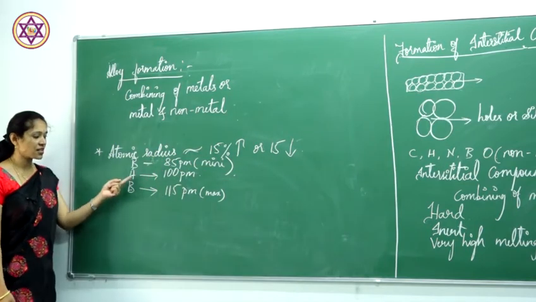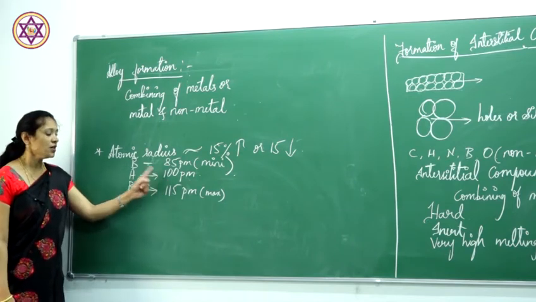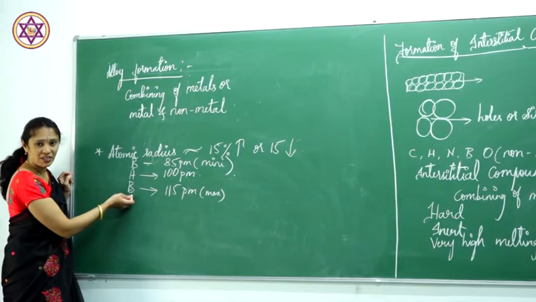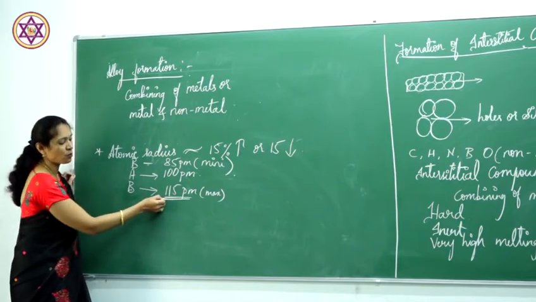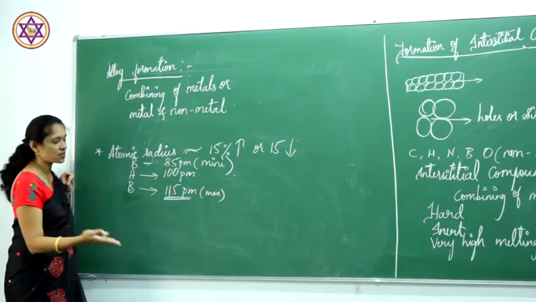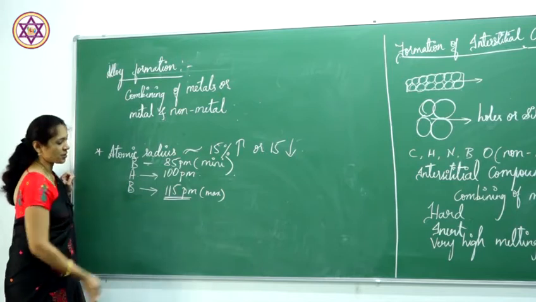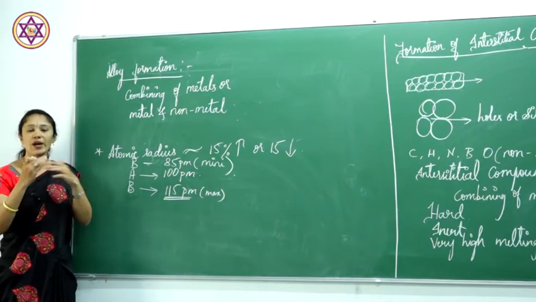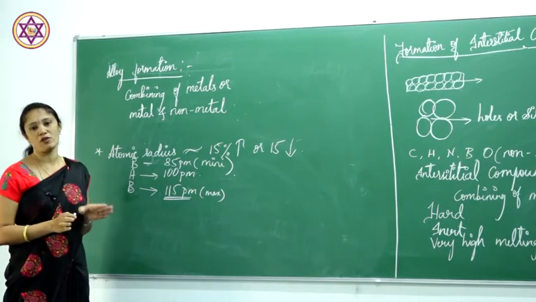I have taken here an example. If I take an atom having 100 picometer, then when I combine with metal B, it should have a maximum of 115 picometer, that is plus 15%, and less, minus 15%, that is 85 picometer. Other than this, if there is a variation in this value, then there is no alloy formation taking place.